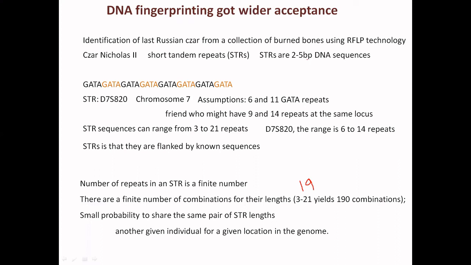Okay, so the repeats are 2 to 5, so 2, 3, 4, 5. So this is for one chromosome. In the homologous chromosome, again there are the 2. So 19 into 10 equals 190 combinations are possible for D7S820. And there is a small probability to share the same pair of STR lengths. So coming to the next one.